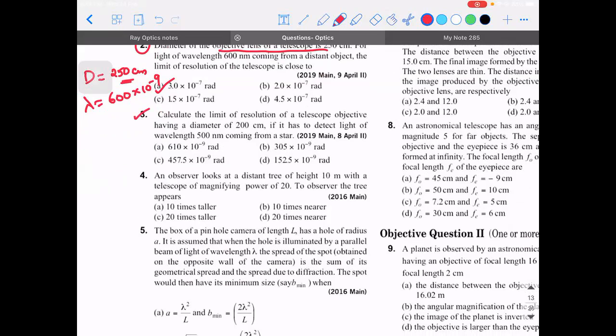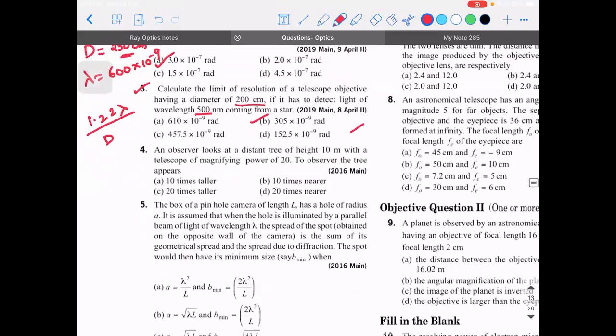Okay. Calculate the limit of resolution of a telescope objective having a diameter of 200 centimeter if it is to detect light of wavelength 500 nanometer coming from a star. Same formula, 1.22 lambda divided by capital D. 305 into 10 power minus 7. Correct. Next, fourth one.